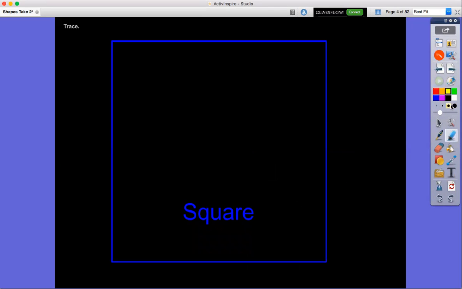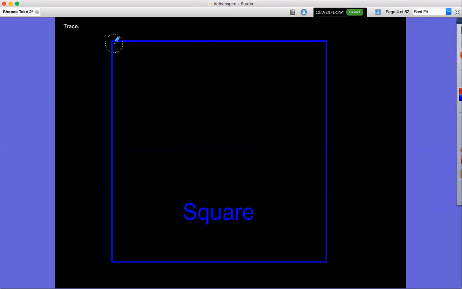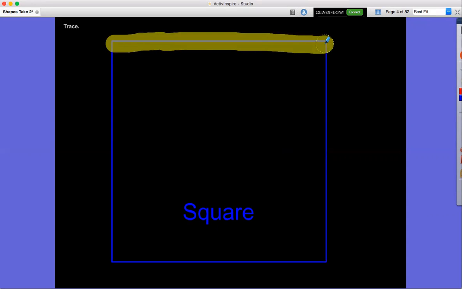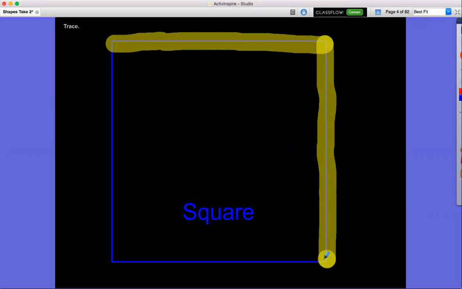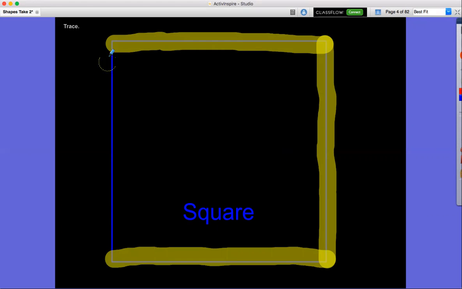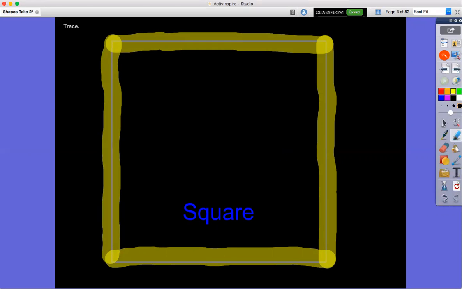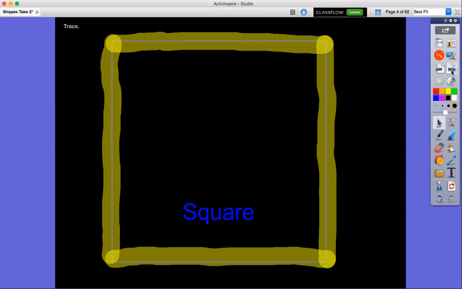Now let's trace our square. Ready? We're going to do four straight lines just like this. Over, down. We're going to try to keep it as straight as we can to make a square. Square. Four equal sides to build a square.